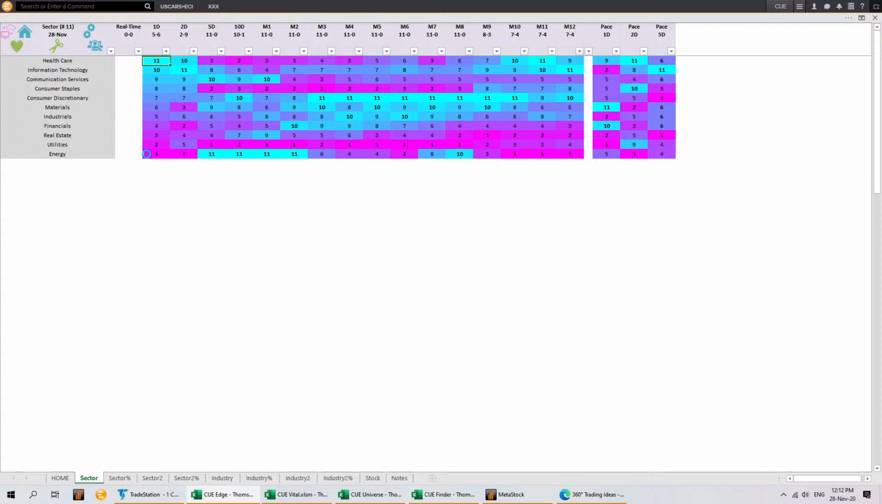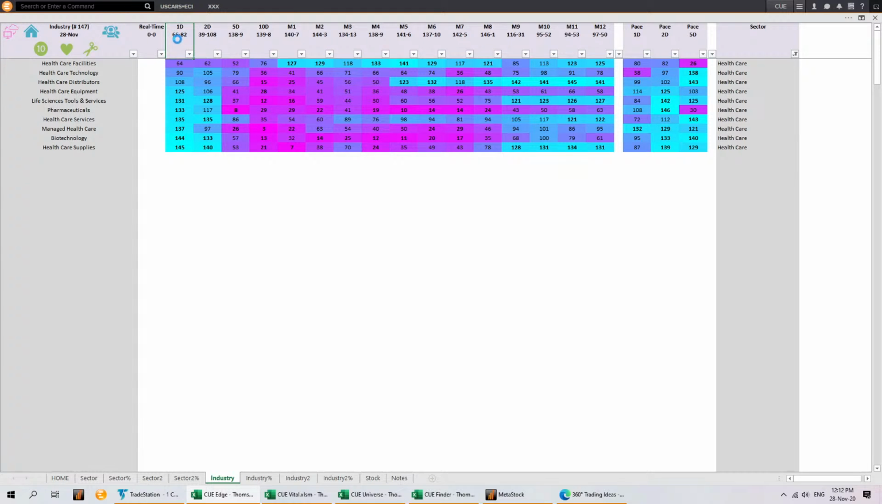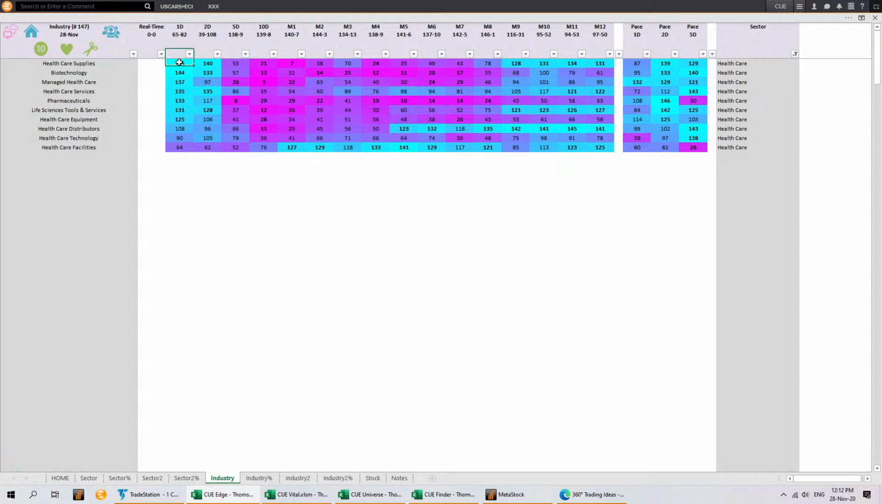Let's look at the healthcare industries. These are the healthcare industries. I am sorting by 1 day performance. The top few are very strong. I could look for buying opportunities in those industries. The next two are not so strong. However, if you look at the pace column, they are accelerating.